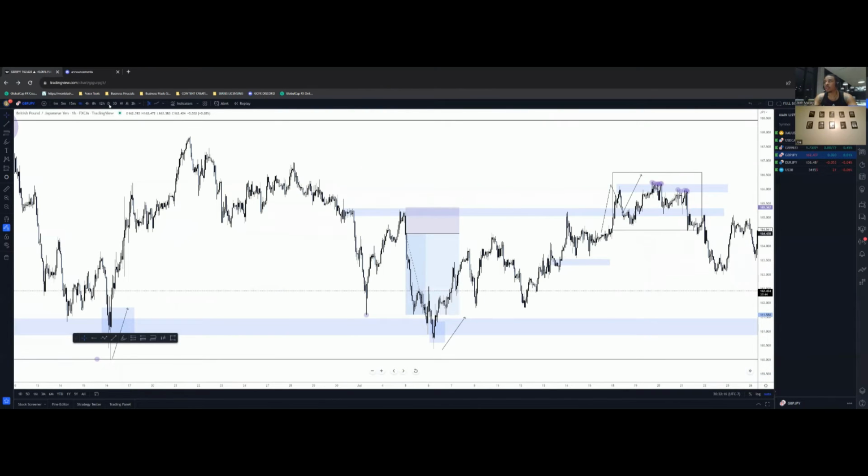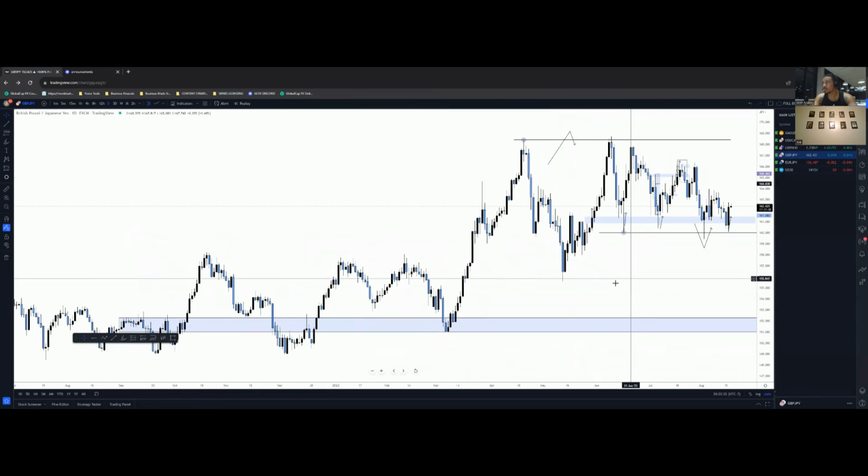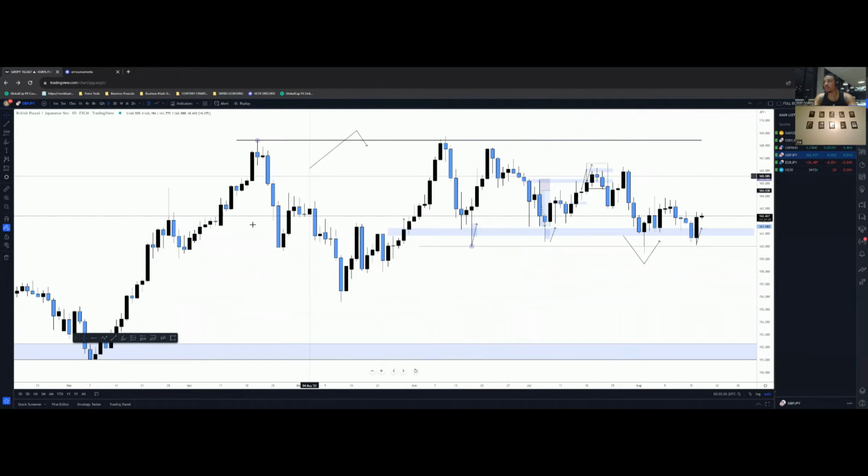So the biggest thing here I would recommend for you to do, just a quick recap, is to locate your support and resistance, which are your ultimate highs and ultimate lows. After you do that, you locate your supply and demand zones. In the daily, this is what it would look like.